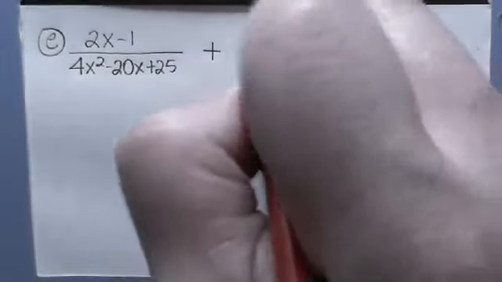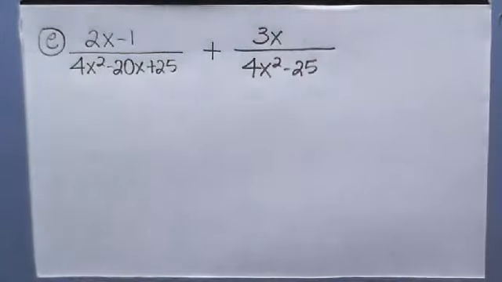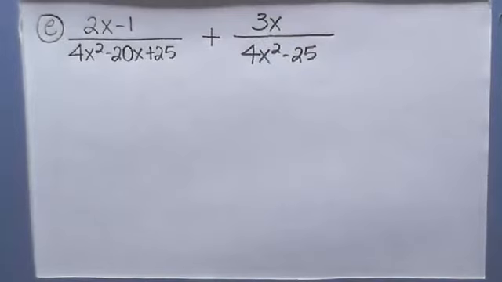plus 3x over 4x minus 25. And the question is, add these two fractions and see what you get.